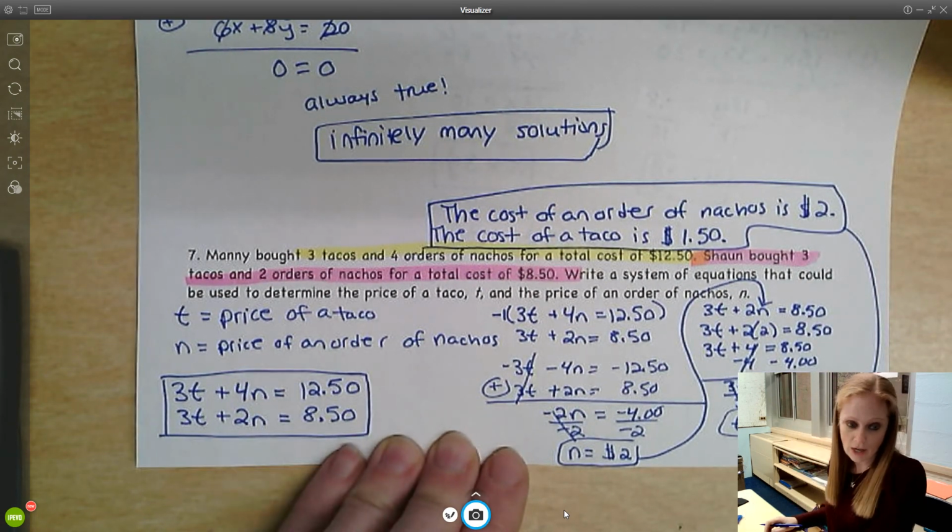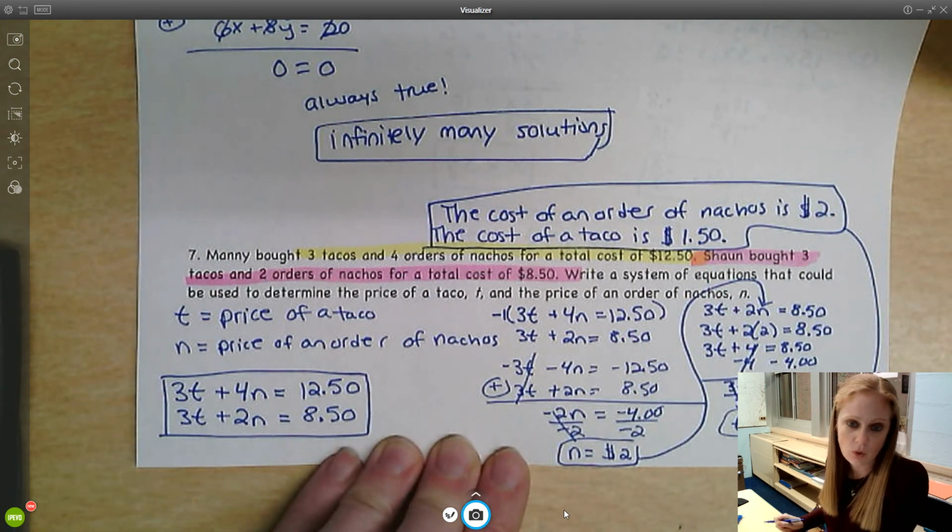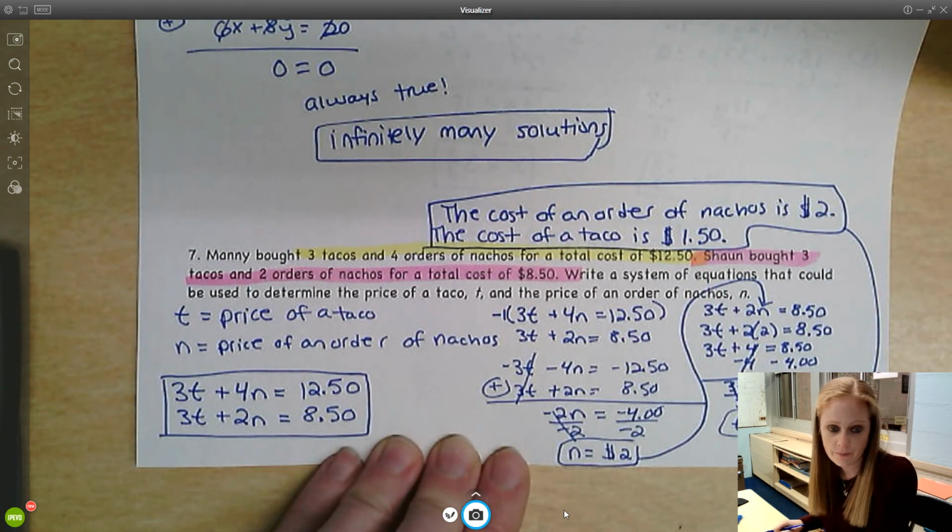And again, you could check this by plugging in 150 for T, 2 for N, and making sure it balances for both of their orders.